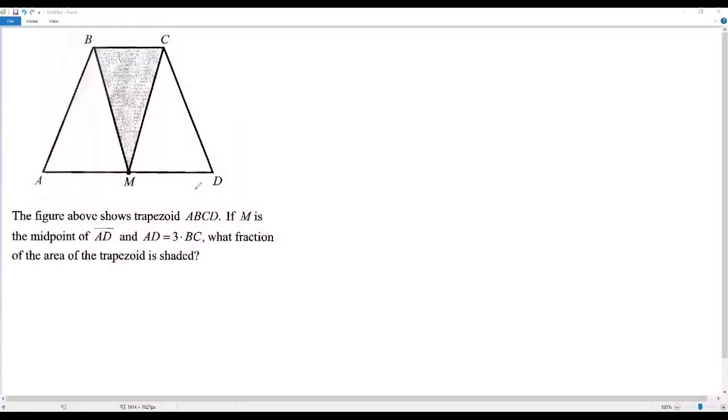Here we have a SAT math problem. Okay, let's go to the question. The figure above shows trapezoid ABCD.